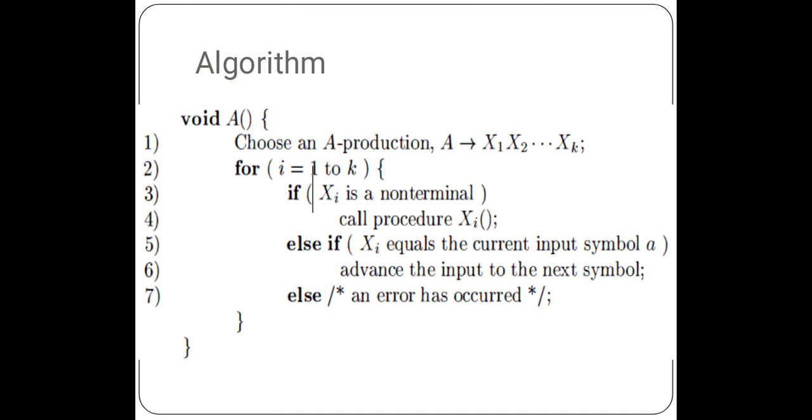Suppose if not, else if xi equals the current input symbol, then we stop the process and move the input to the next input symbol. So suppose we take x1 and apply some productions, and x1 gives some other non-terminal. Okay, it's good, and then we move to x2. Like that we repeatedly apply all those productions, and finally we reach the input string.